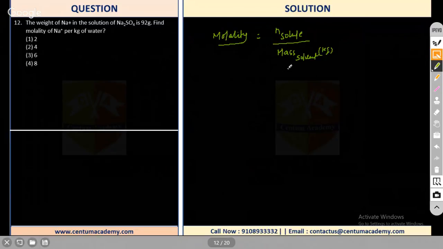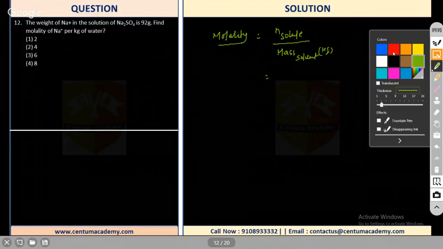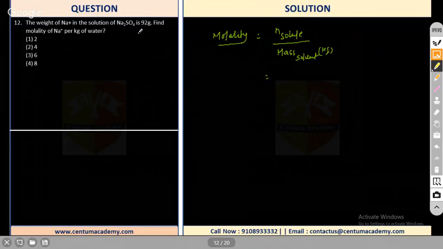So now you see in the question, the number of moles we can find out easily because the mass of Na plus is given, 92 gram. We know the atomic mass of Na plus also. So the number of moles will be what? 92 divided by 23. This is the number of moles of Na plus divided by the mass of solvent, Na plus per kg of water. So water is the solvent over here, and the mass of solvent is given per kg. This is 1. So the molality will be 92 by 23, which is nothing but 4. Option 2 is right.